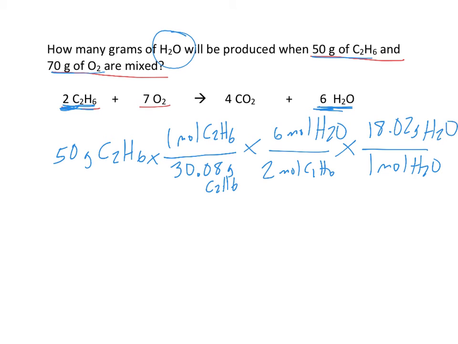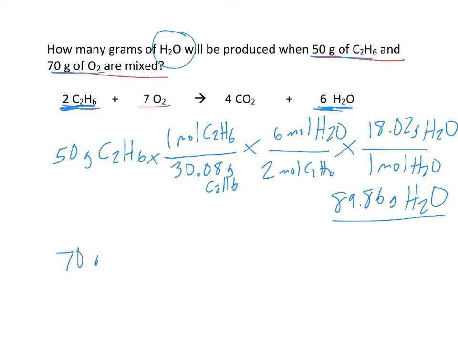So I know I did that kind of fast. You've got to really make sure you understand regular stoichiometry problems before you dive into this too deeply. But anyway, I'm going to go 50 times 1 divided by 30. You might want to just multiply all the top numbers and then all the bottom numbers and divide. But either way, if you've done this properly, I get 89.86 grams of water. So there is enough C2H6 to make this much water. And then just repeat the problem with the oxygen.